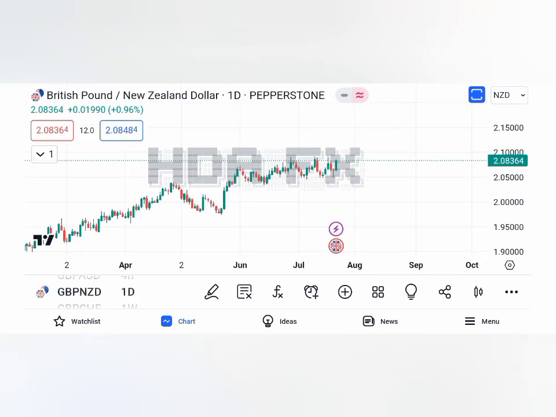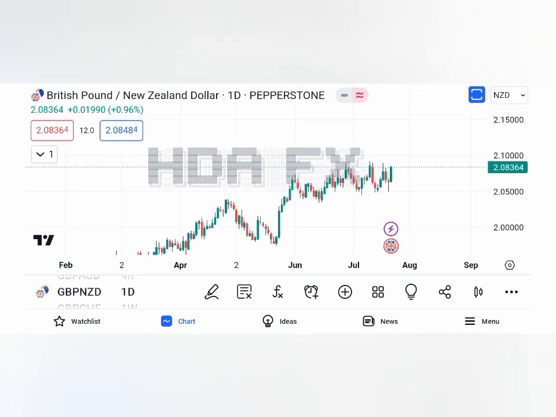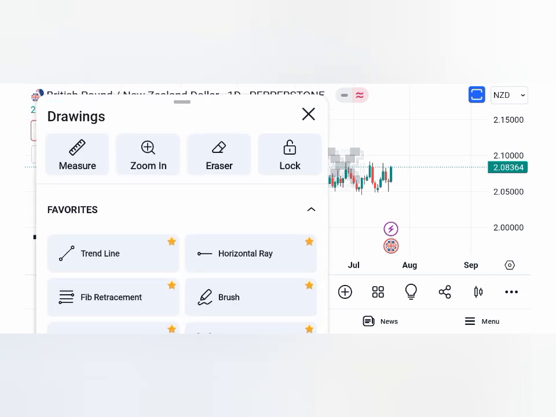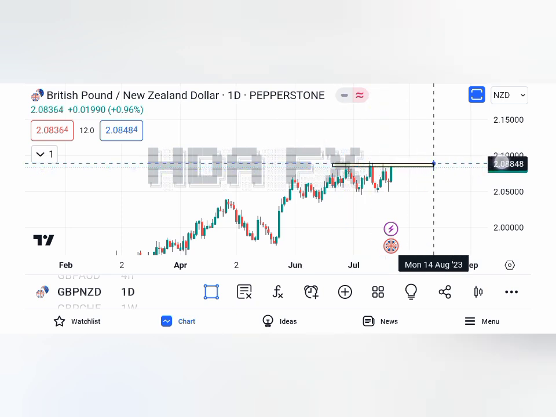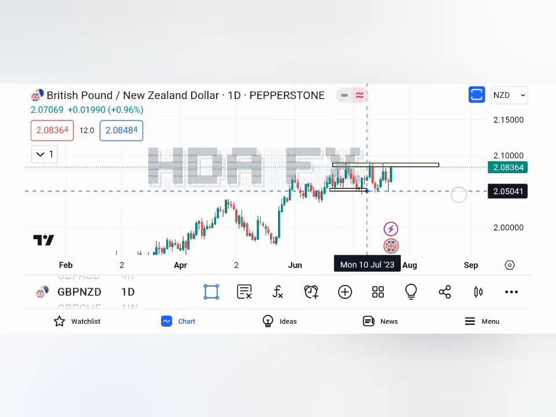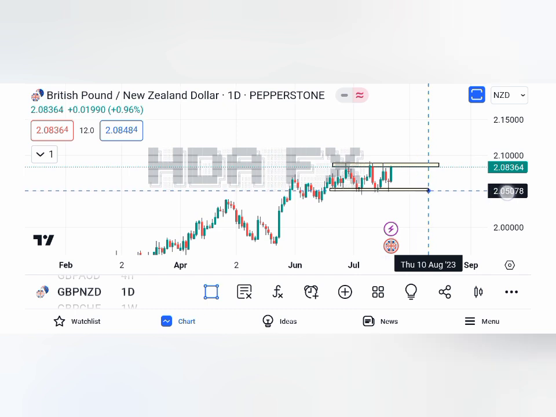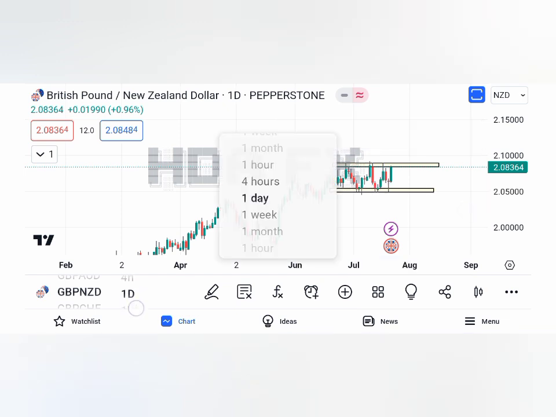So the next pair we'll be looking at is GBP NZD, the Great Britain Pound New Zealand Dollar. Now we could see that this pair was kind of bullish, but if you look at recent price action, we saw that price is ranging, price is consolidating. You can see price within this zone here, and price within this zone here also. So you can see price within these two zones. Recent price action shows us that price is ranging. Now let's move to the 4-hour time frame and see what we have there also.